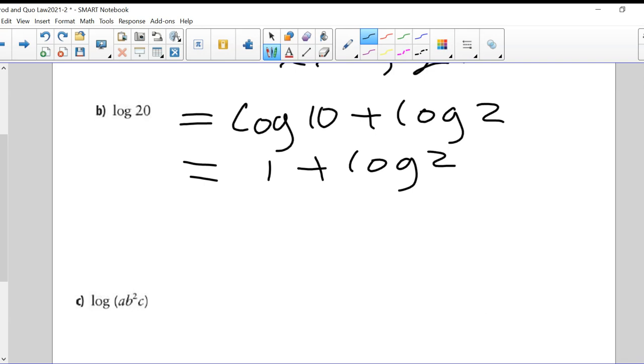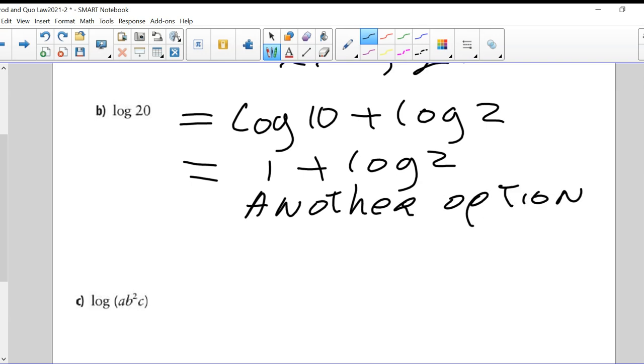Can you give me another way that I could write this? Any other way that I could write the log of 20? Not sure why I'm getting complete silence here. Give me another option. Would be what? So the log of 4 plus the log of 5? Absolutely.